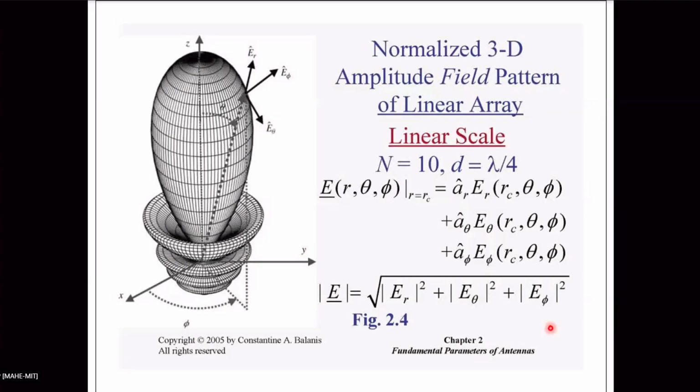Usually in the far field, the E_r component will be zero or very negligible. We'll study that in detail. E_r will be almost zero. You have only the transverse components, E theta and E phi, in the far field. These things you have to remember because they are very important.